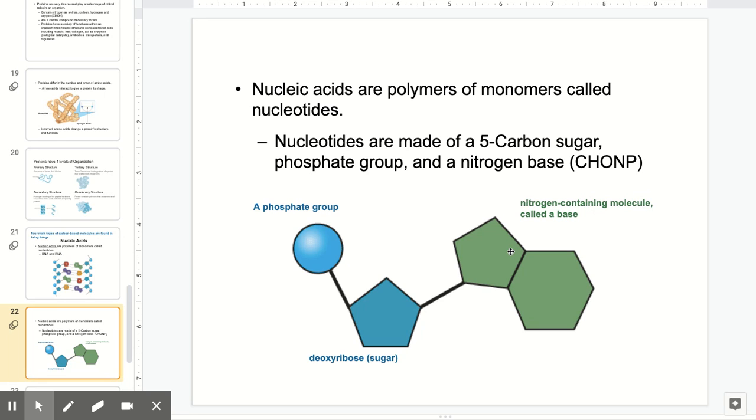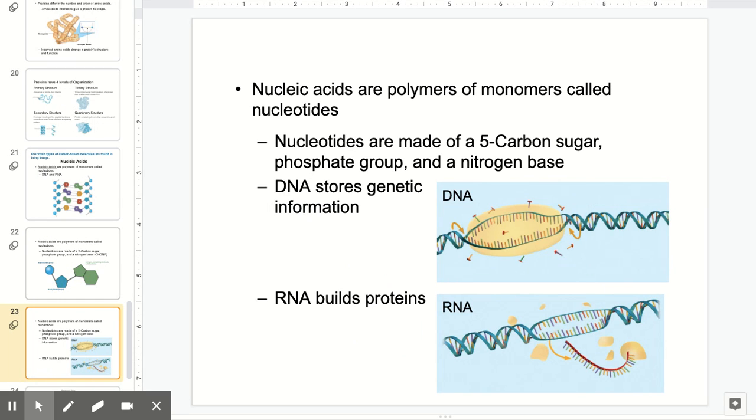And the individual elements that make up our nucleic acids are carbon, hydrogen, oxygen, nitrogen, and then phosphorus, which is incorporated into this phosphate group. In terms of what DNA and RNA do, DNA is going to be genetic information in most living things, and RNA actually takes that genetic information and uses it to create proteins. So everything is connected, which is cool.